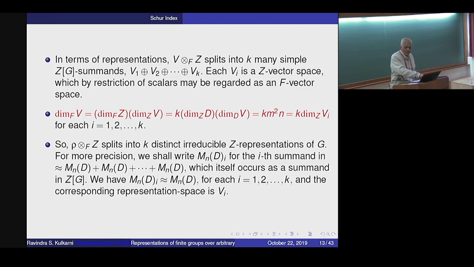Now, our irreducible representation tensored with Z splits into K distinct irreducible Z representations of G. For more precision, we shall write M_n(Di) for the ith summand in that sum, which itself occurs as a summand in ZG, and so each of these summands is isomorphic to M_n(D). And the corresponding representation space is Vi.